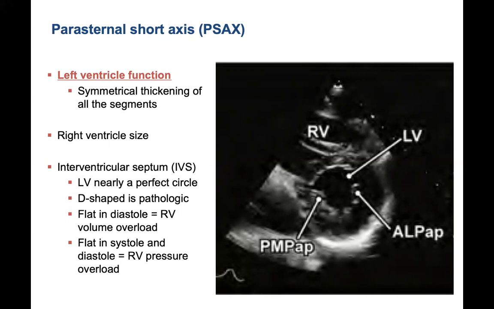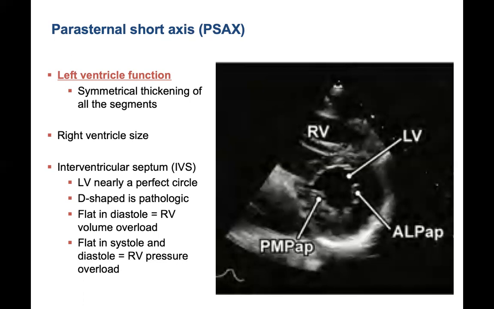You can look at symmetrical thickening of all the segments. I often say you can put your finger or your cursor right there in the middle of the ventricle and see if those walls are moving in and see if those walls are thickening. We can sometimes look a little bit at the right ventricle size. And we can also look at that interventricular septum. So right here, looking at that septum, we see that the left ventricle should be nearly a perfect circle. And if it's D-shaped, we can be concerned that that's pathologic, usually pathology of the right ventricle. And if that septum is flat in diastole, the typical thinking is that you have RV volume overload.